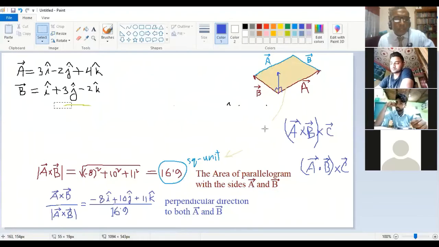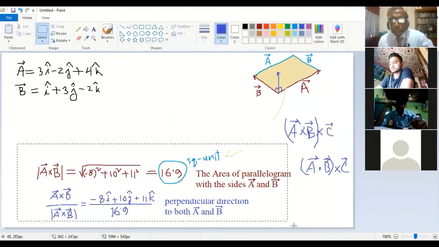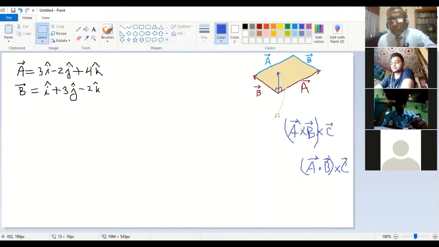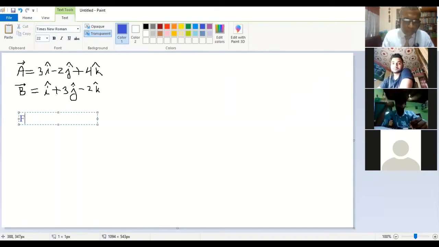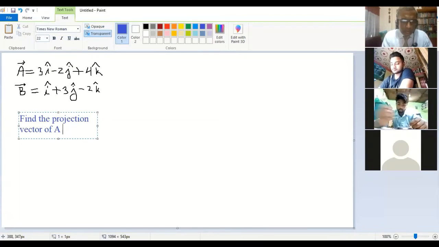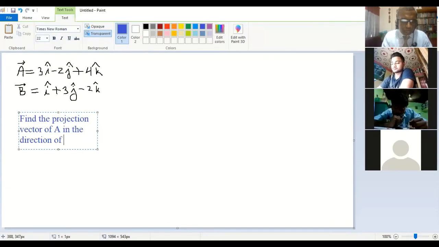Okay, and for that actually we will go back to dot product again. Let us write the question. What is the question? Find the projection vector of A in the direction of B. So this is the question.